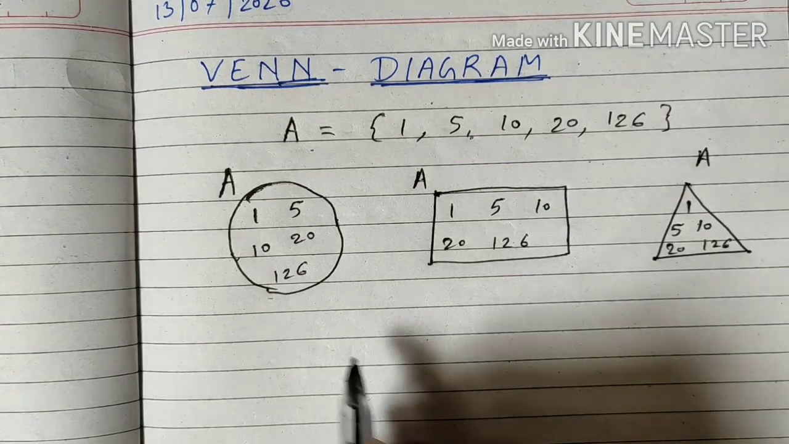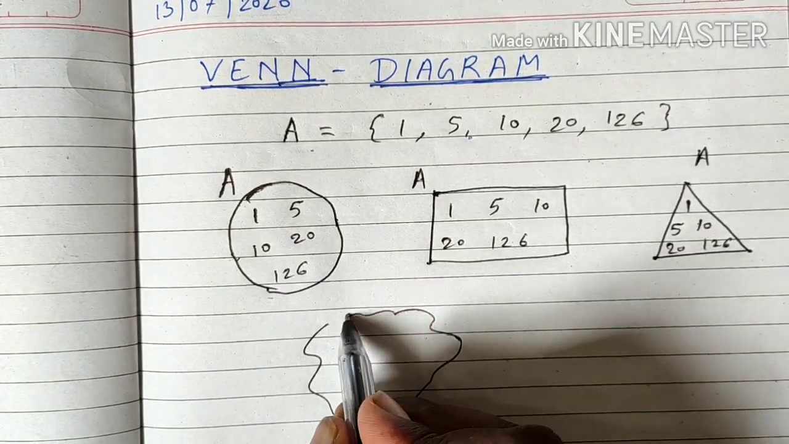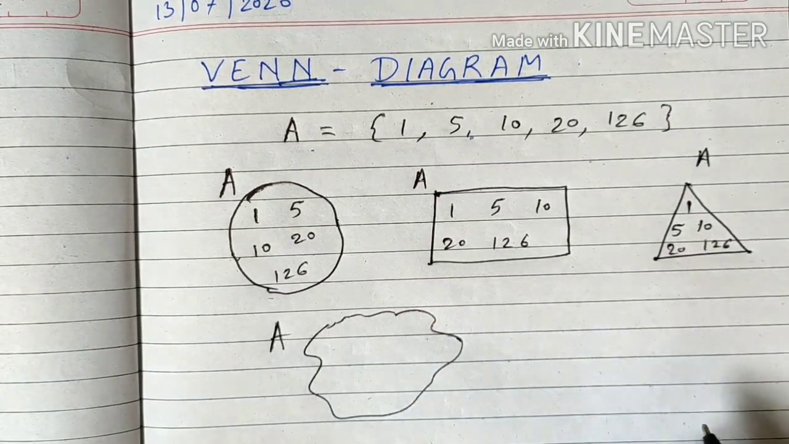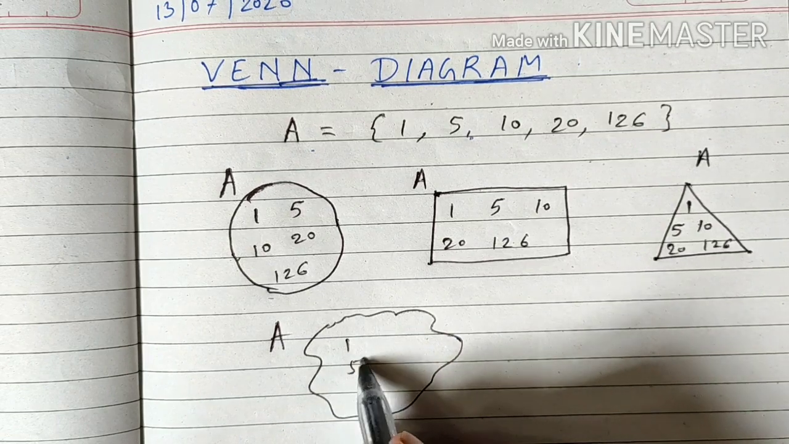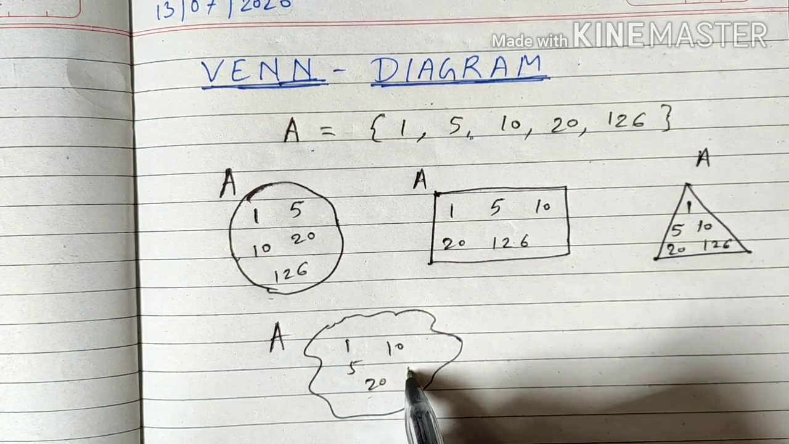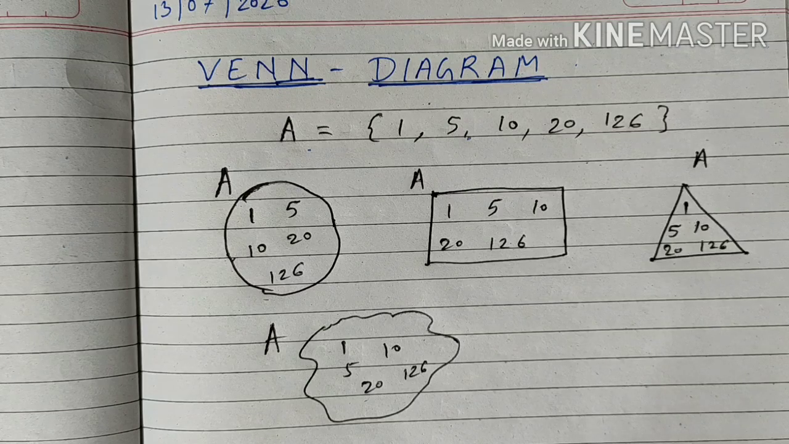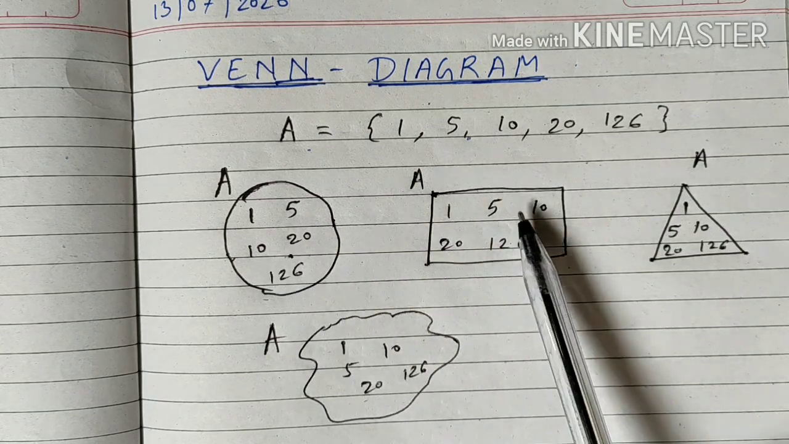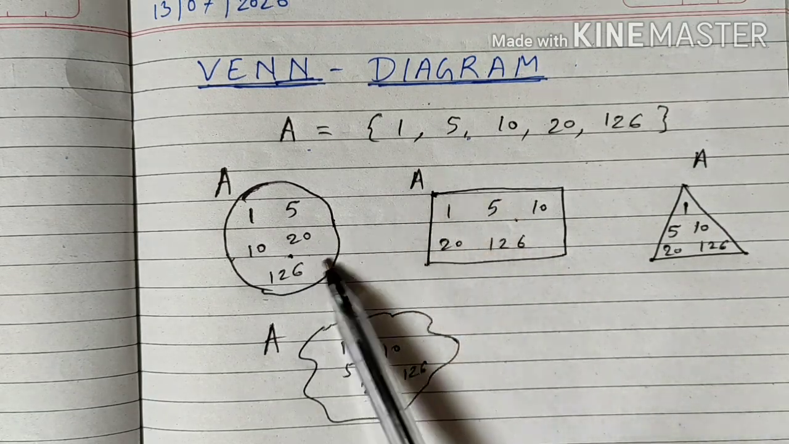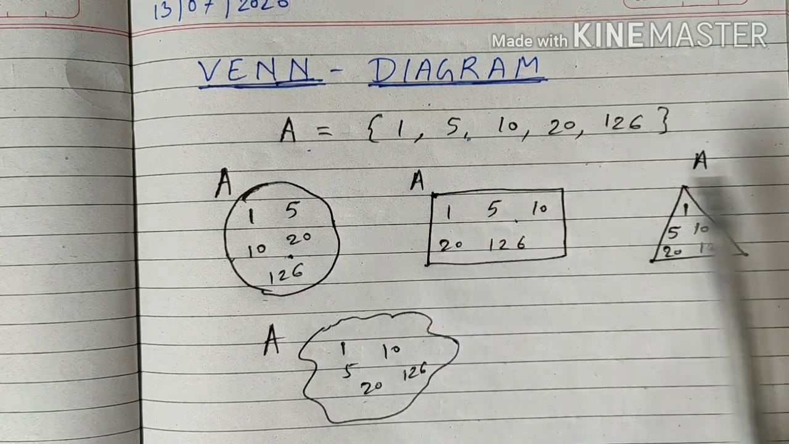Or we can also use any closed figure like this. It is also a Venn diagram. 1, 5, 10, 20, 126. So any closed figure can be used to represent the set by using the Venn diagram. But in our syllabus, basically we are using circles and rectangles to represent the Venn diagram. Is that clear to everyone?